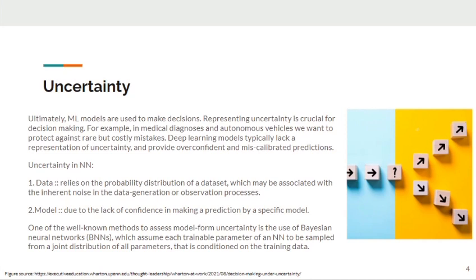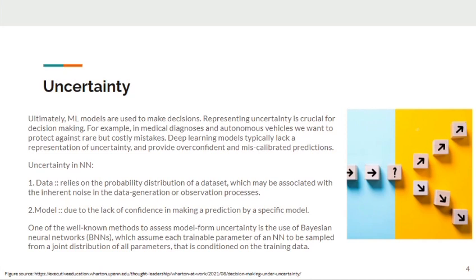Before going ahead, we have to have a look at uncertainty. Uncertainty, what is it? Well, ultimately, machine learning models are used to make decisions. Representing uncertainty is crucial for the decision-making process. For instance, in medical diagnosis and autonomous vehicles, we want to protect against rare but costly mistakes. Deep learning models typically lack a representation of uncertainty and provide overconfident and miscalibrated predictions.